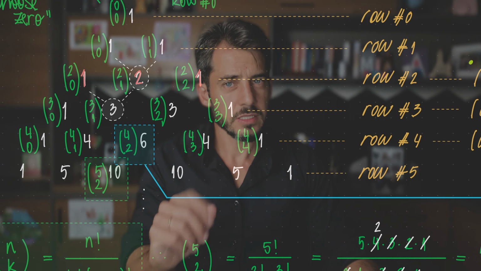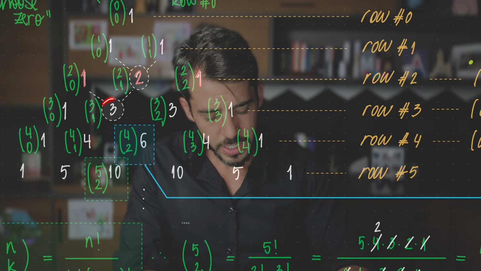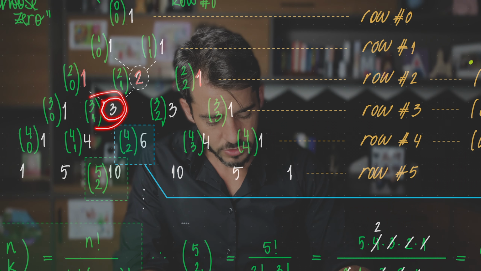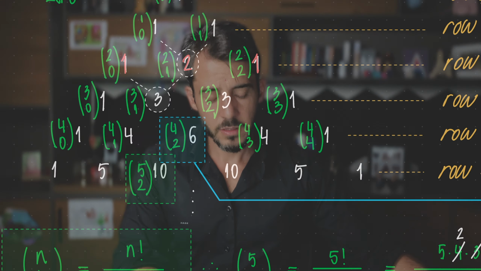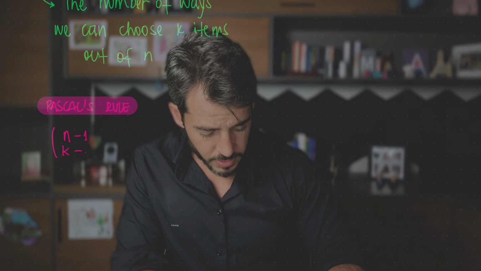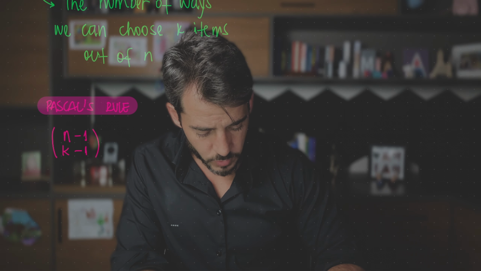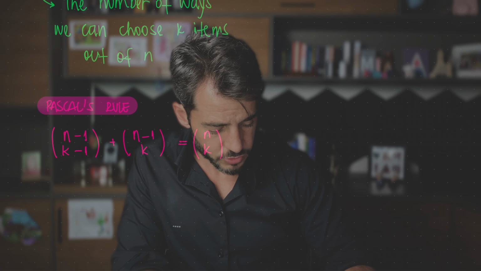Now, the last thing that needs to be addressed or answered is the following. Why is it that the sum of these 2 diagonals produces this coefficient in the middle? Well, this comes from Pascal's rule, which states that n minus 1 choose k minus 1 plus n minus 1 choose k equals n choose k.